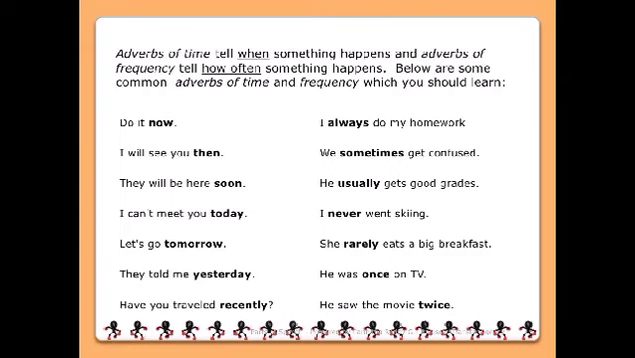Like, does it happen on a daily basis, or seldom, or rarely, or once or twice? So the number of times the thing is happening is called how often something is happening. And which time it is happening: now, then, soon, today, tomorrow. These all show the time. So there are two types of adverbs, keep in your mind: adverb of time and adverb of frequency.